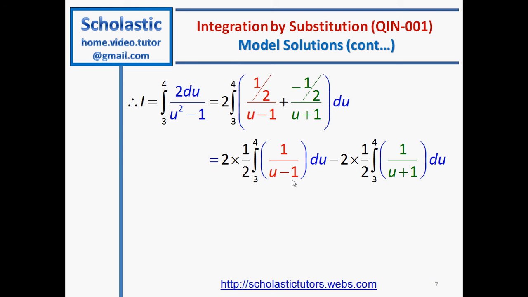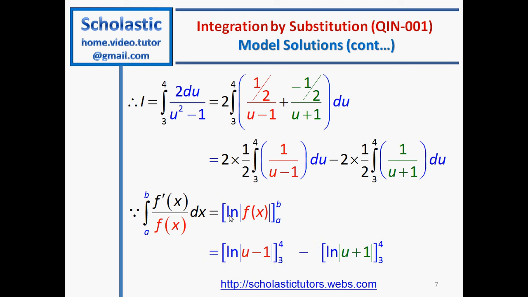Actually, this is another formula here: if you have f dash x, the derivative of f x, in the numerator over f x, then the integral will become ln, the natural logarithm of f x, with limits from a to b. Here we have f x equals u minus 1, therefore f dash x equals 1, which matches this formula here. So therefore we can apply this formula.